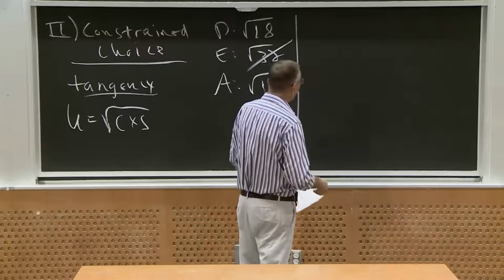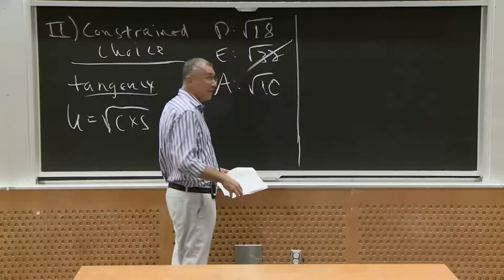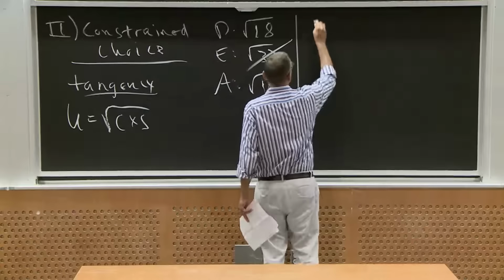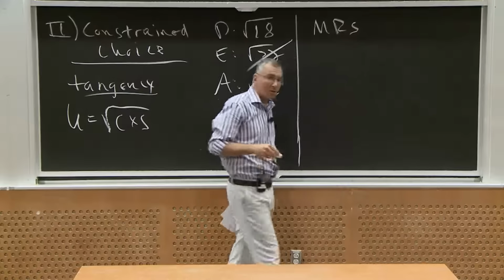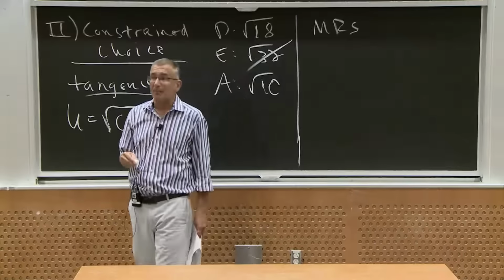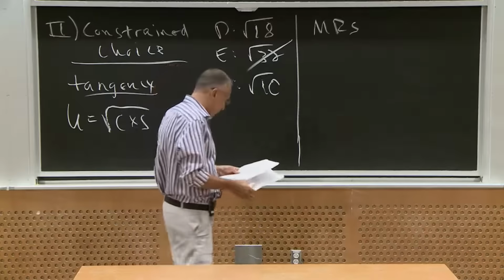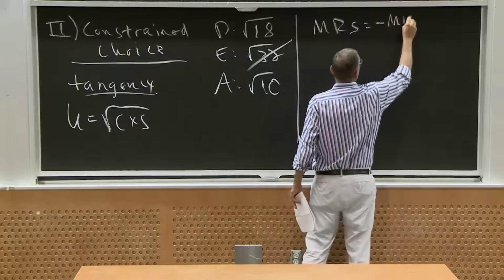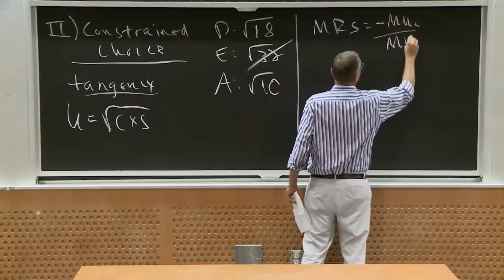And basically, if we said that the equilibrium is the tangency, what's the slope of the indifference curve? The slope of the indifference curve is the marginal rate of substitution. We derived that last time. The marginal rate of substitution, which is minus MUC over MUS.